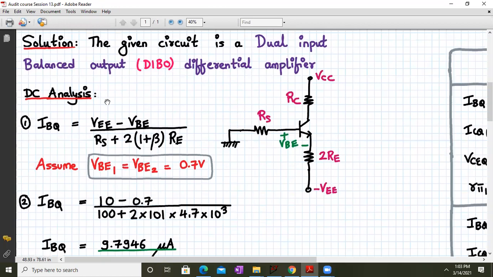And now if you do the DC analysis and try to find the base current of the transistor Q1, so if you apply the KVL to the base emitter loop, you will get IBQ given by VEE minus VBE upon RS plus twice (1 plus beta) times RE. Okay, so here I have considered RS1 equal to RS2 equal to RS and RC1 equal to RC2 equal to RC. That is the assumption we have made. And here we have also assumed that VB1 is equal to VB2 is equal to 0.7.